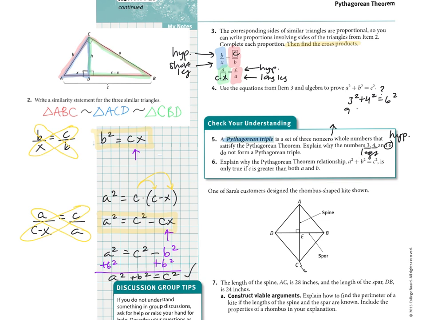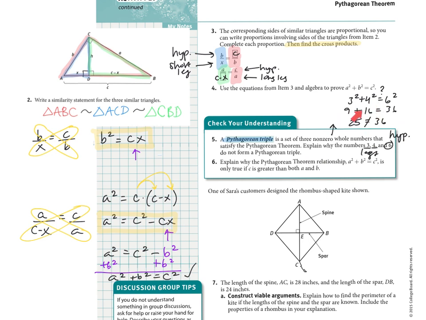So we're having 9 plus 16. Let's see if it equals 36. Wait a minute. It does not. 25 does not equal 36. So this right here is proof as to why these numbers do not form a Pythagorean triple, because it does not hold true when we use the Pythagorean theorem. So that would really be our explanation.